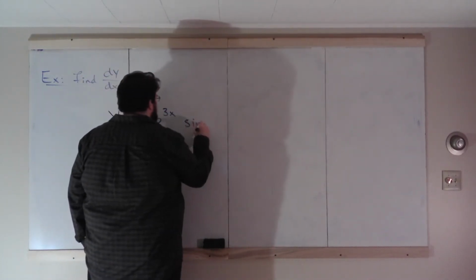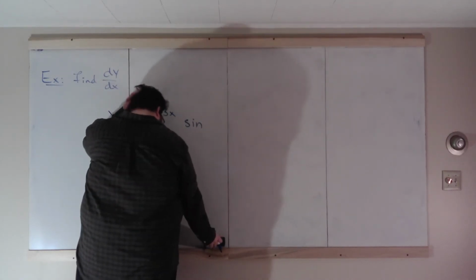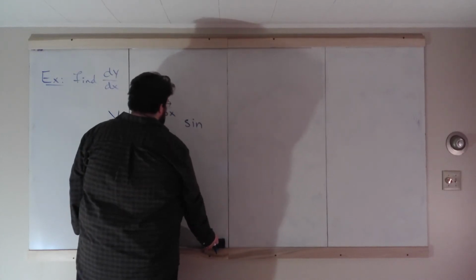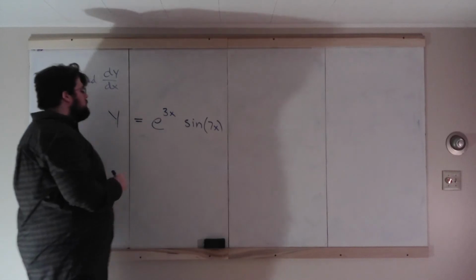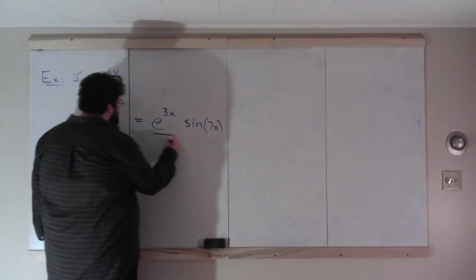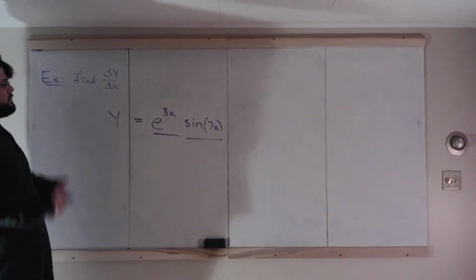sine. We did a lot with sine. I mean, sine is really the best example for it. Sine of, yeah, let's leave it as sine, 7x. How do we take this derivative? Well, the first observation is, before we're even thinking of chain rule, we have a product. So we need to use the product rule.